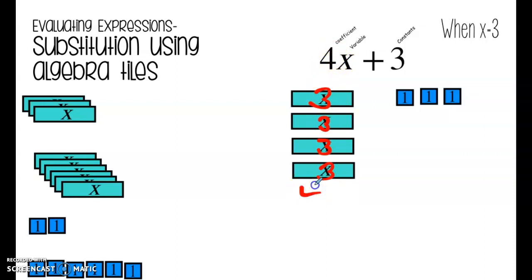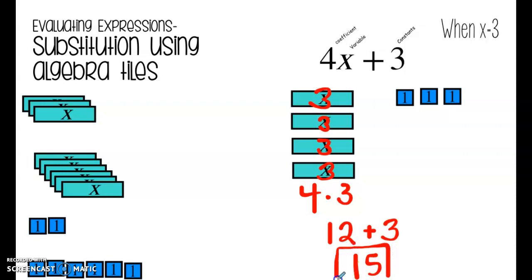So if I have 4 3's, I can repeatedly add 3, 3, 3, 3, or I can multiply and I can get 12 plus my ones tiles over here, and I'm going to get a final answer of 15. So my expression would equal 15.